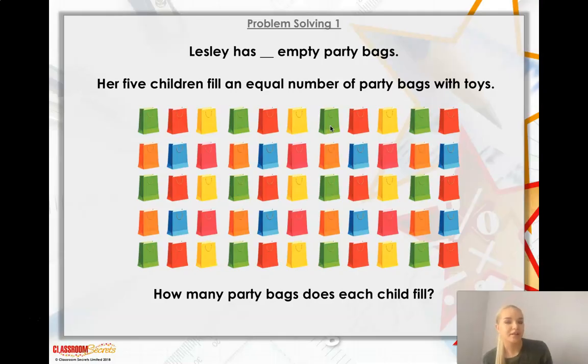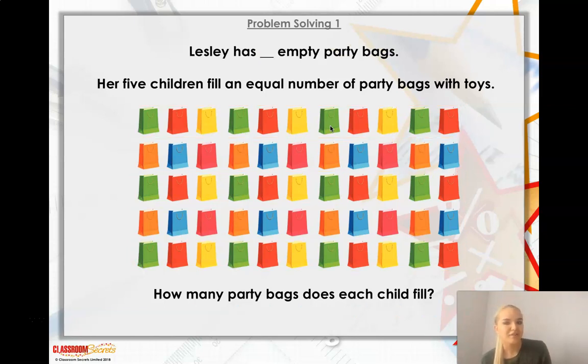Now we're going to look at these problem-solving questions just before we finish for today. So Leslie has a certain amount of empty party bags. Her 5 children fill an equal number of party bags with toys, and we want to know how many party bags does each child fill. First of all, we need to count how many party bags she has. So pause the video and count, please. Okay, so you would have worked out that she has 55 party bags.